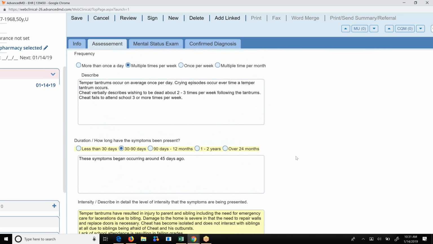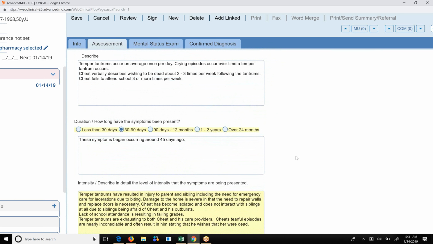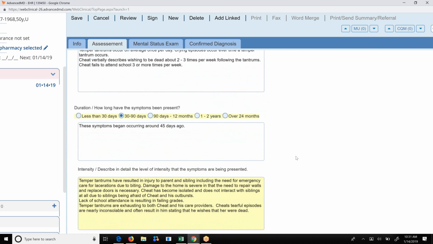All of those things are, and then under duration you have intensity, or describe how the intensity of the symptoms are being presented, which again translates over to impact on functioning. Those things have got to be present in order for your diagnosis to be accurate.